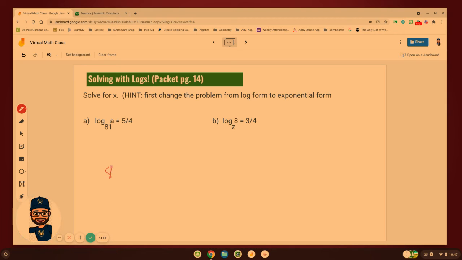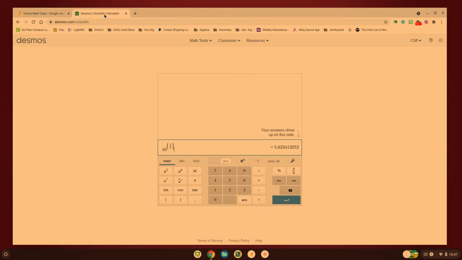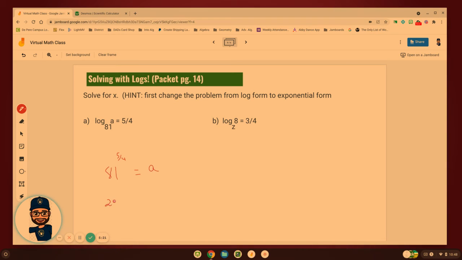All right, let's look at this one. The base is 81, to the 5/4 power, equals A. So we can figure out what 81 to the 5/4 power is. 81 to the 5/4 power is 243. So 243 would equal my A value.